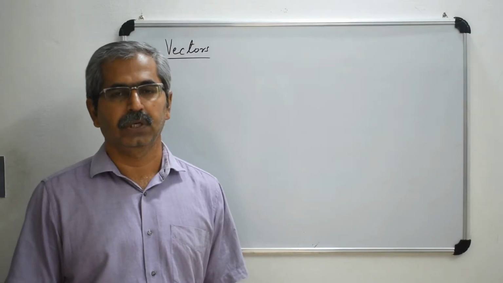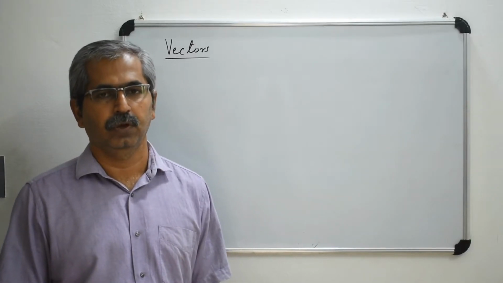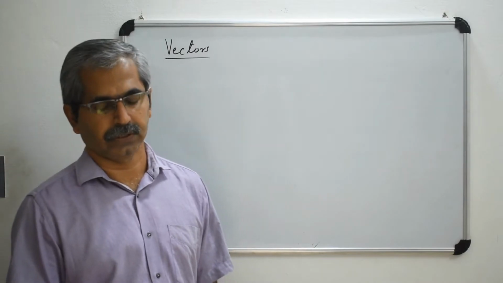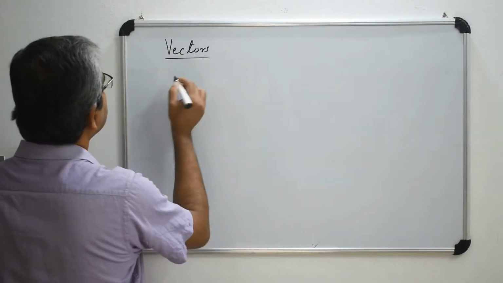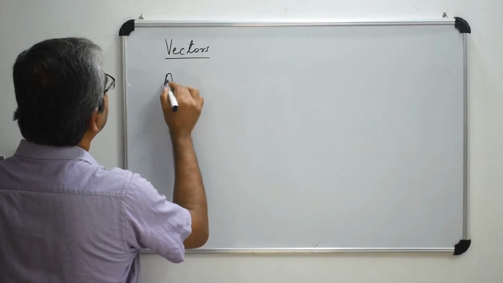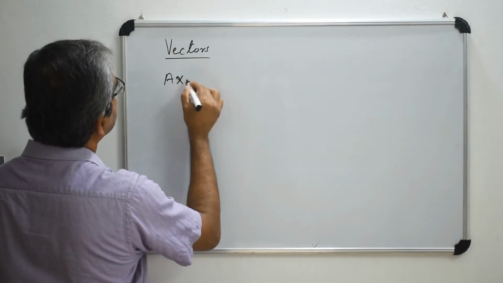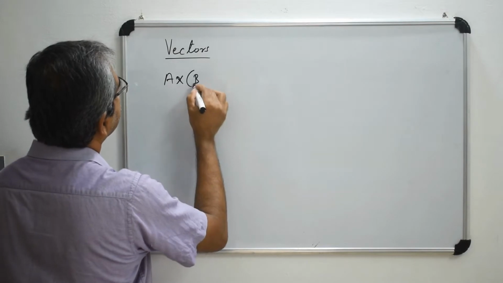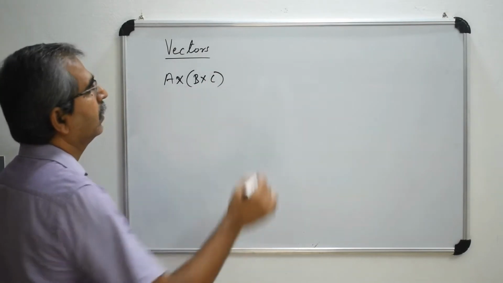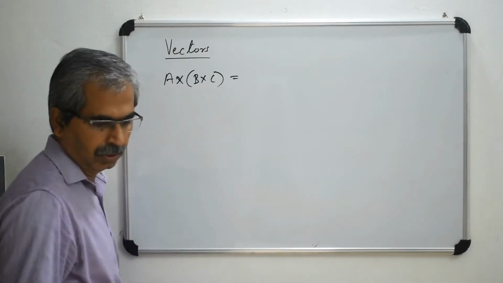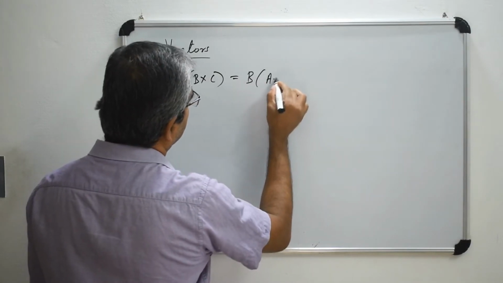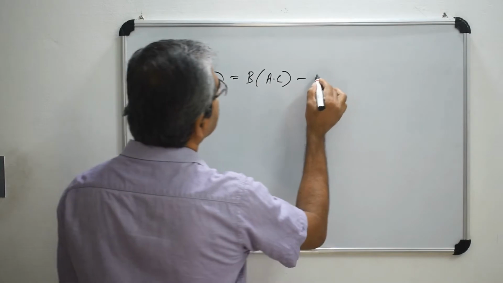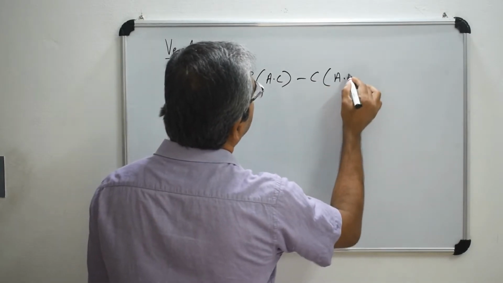Today we shall discuss some problems from the first chapter, that is vectors. The first question is, prove that A cross B cross C is equal to B into A dot C minus C into A dot B.